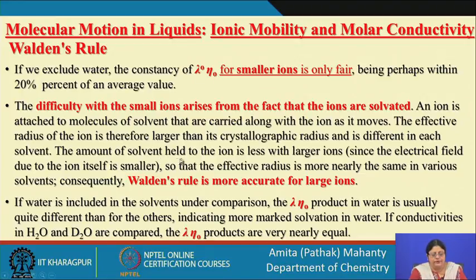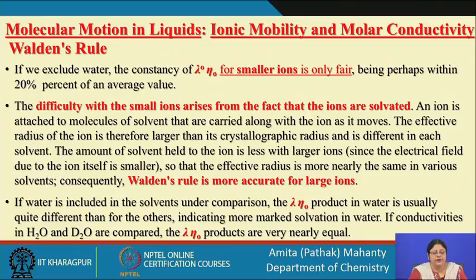the amount of solvent held to the ion is less with larger ions, since the electric field due to the ion itself is small. So, the effective radius is more nearly the same for the various solvents. So, Walden's rule is more accurate for large ions and for systems which do not have water as a solvent.